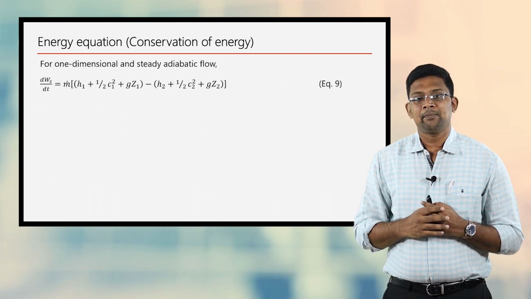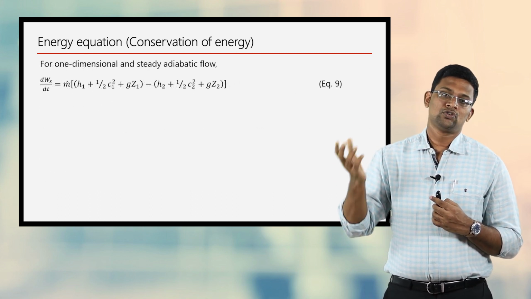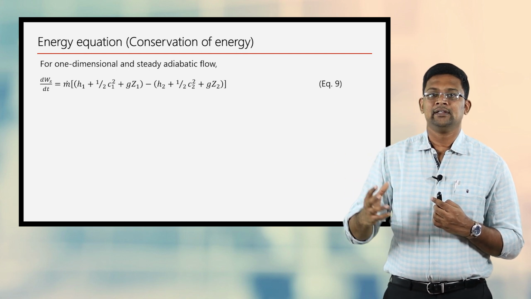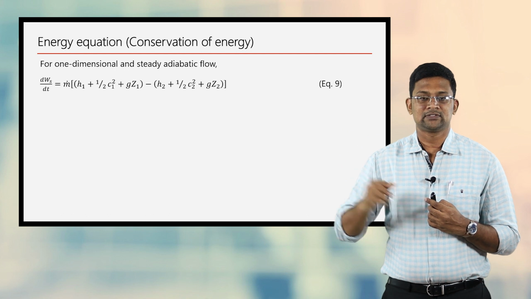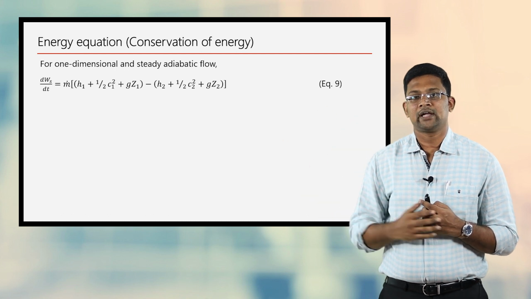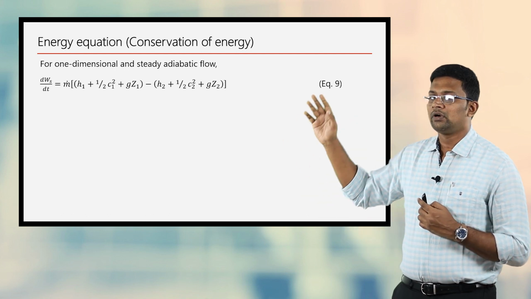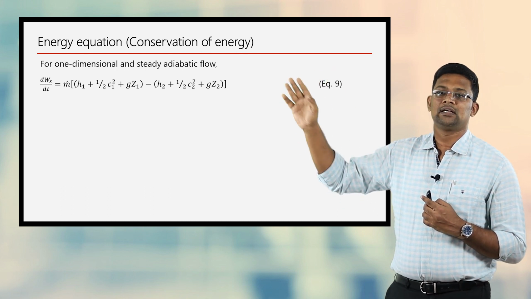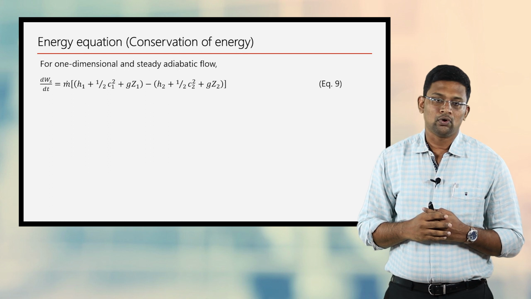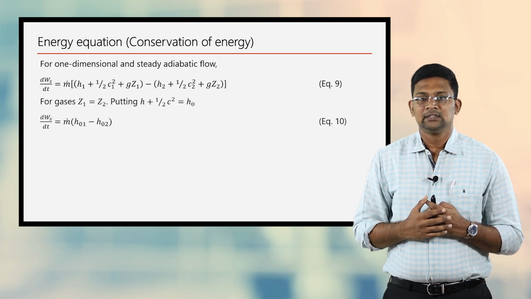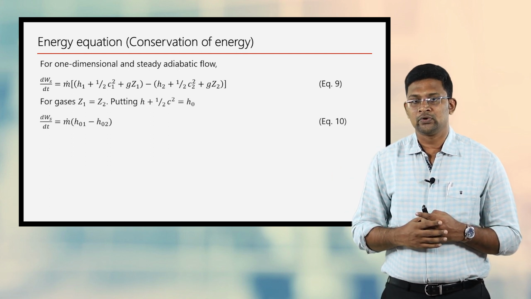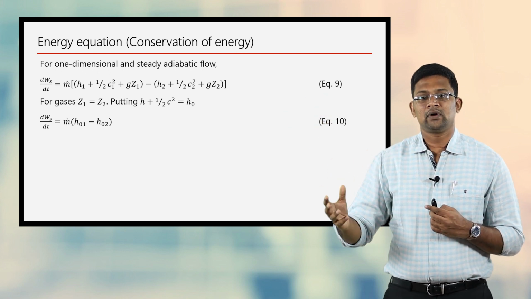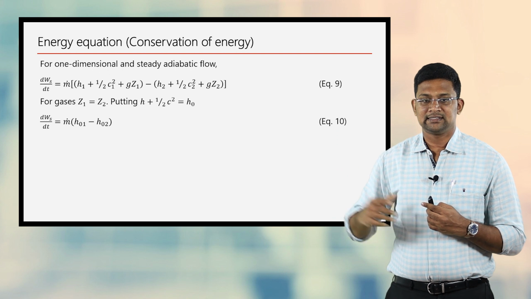Now, for a one-dimensional and steady flow, as I told before, instead of in, you can write suffix 1, and instead of out, you can go for suffix 2. So, expression 9 will be the expression for one-dimensional steady adiabatic flow. And for gases, there is no meaning in considering the altitude. So, Z1 and Z2 are the same, and the terms gZ1 and gZ2 get cancelled.